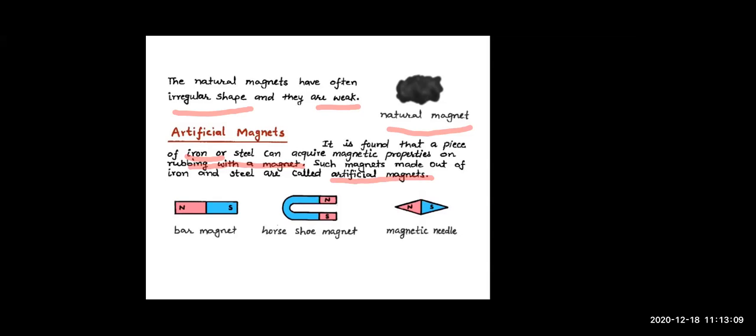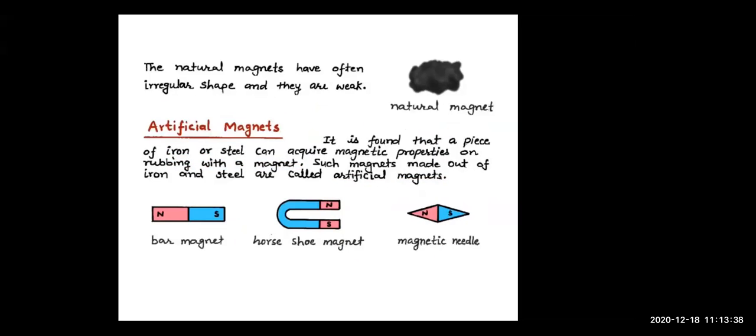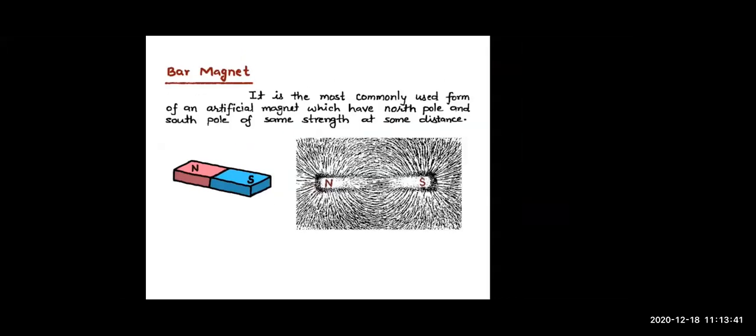Right, children? Now, these artificial magnets are made in different shapes according to our convenience and requirement. The generally available artificial magnets are bar magnet, horseshoe magnet, or in the shape of a needle, that is the magnetic needle. Now children, let's talk about bar magnet. Bar magnets are the simplest form of artificial magnet.